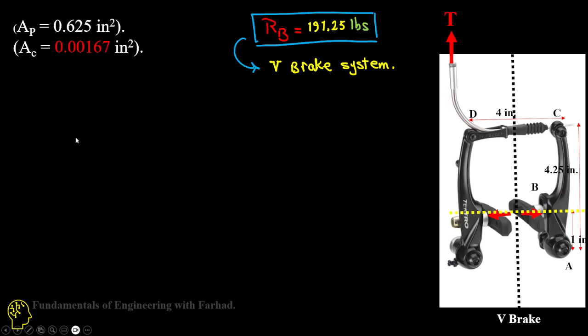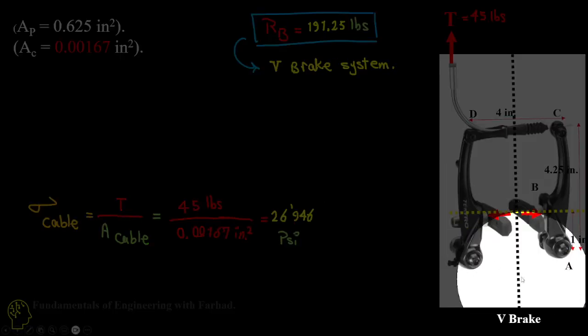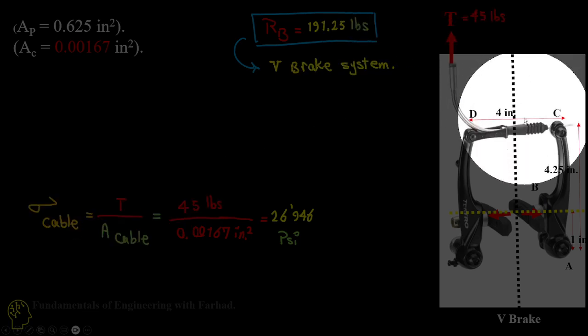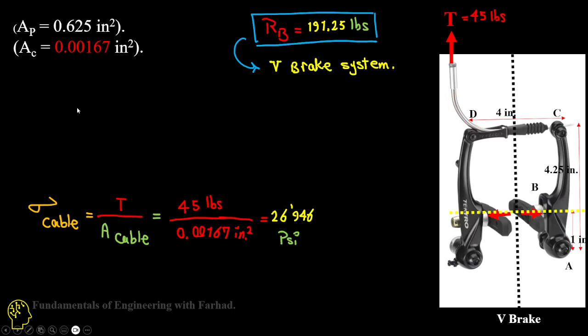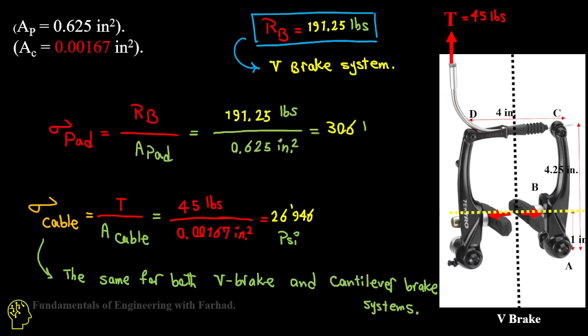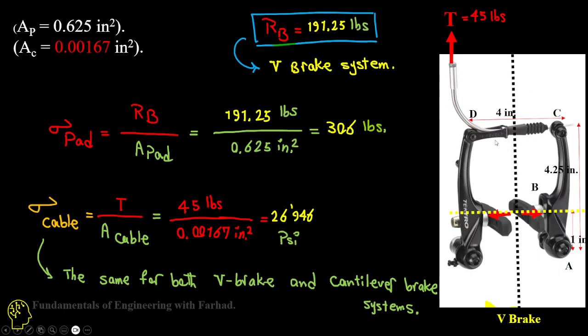If you want to do the same for the V-brake system, sigma of the cable remains the same because the tension remains the same and the area of the cable remains the same, at almost 27,000 pounds per square inch. For the normal stress in the pad, we replace the brake reaction in the V-brake system with 191.25 pounds, and it gives you a definitely higher normal stress in this kind of brake.